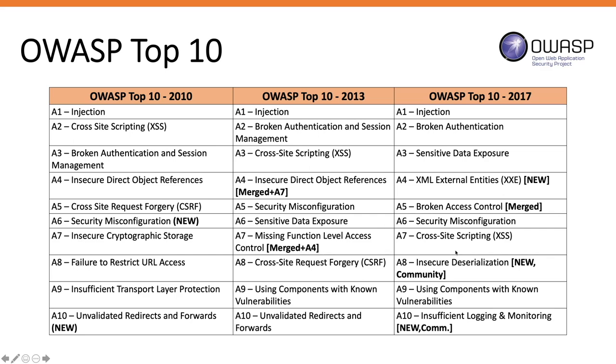So for example, insecure deserialization over here was never a risk in 2010 or 2013, was not part of the list. And in 2017, it became part of the list. Now for SQL injection vulnerabilities, they fall under the first most critical risk to web applications. So they fall under the injection category. However, it's worth mentioning that this covers all of injection vulnerabilities, not just SQL injection vulnerabilities.